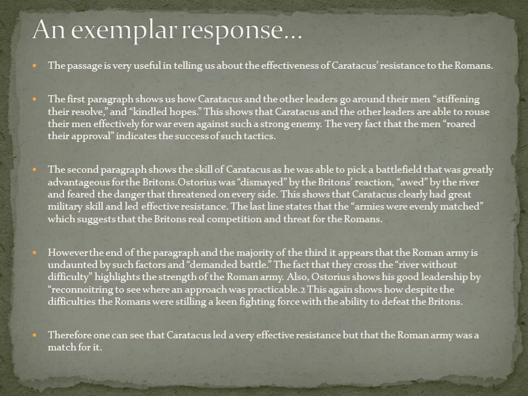The second paragraph shows the skill of Caratacus, as he was able to pick a battlefield that was greatly advantageous for the Britons. Ostorius was dismayed by the Britons' reaction, awed by the river, and feared the danger that threatened on every side. This shows that Caratacus clearly had great military skill and led effective resistance. The last line states that the armies were evenly matched, which suggests that the Britons were real competition and a threat for the Romans.